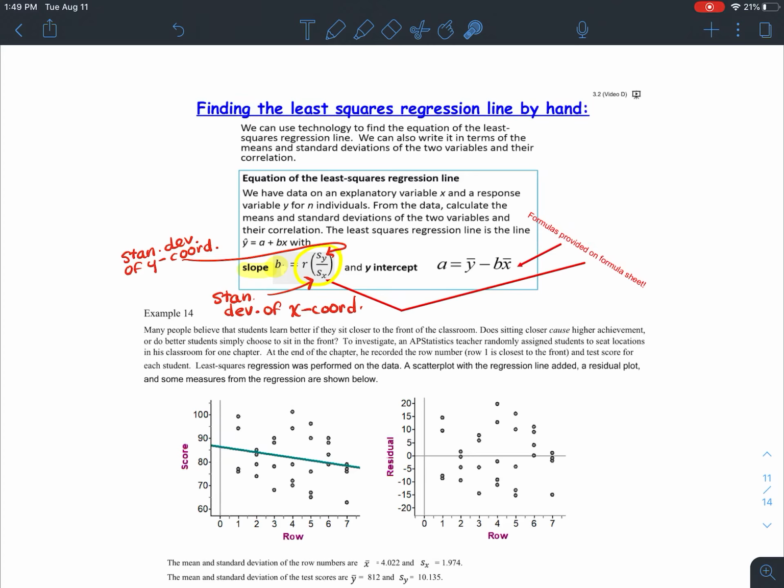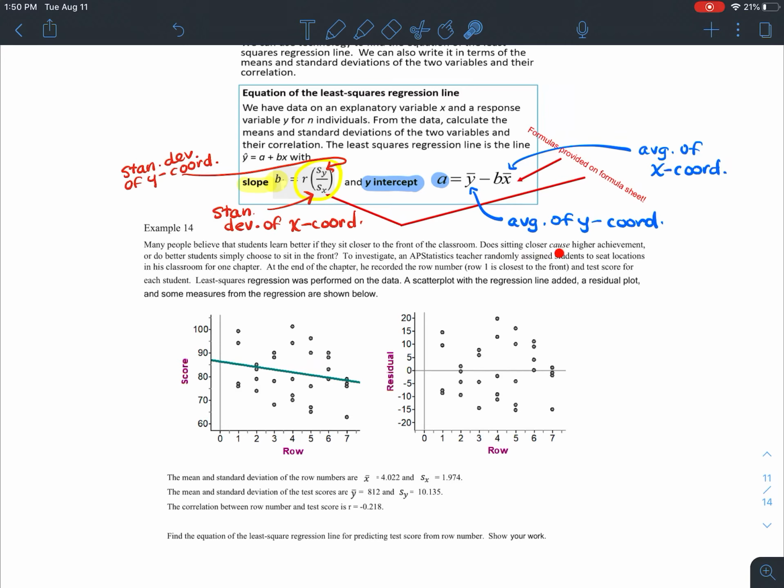Okay, so this is the formula that calculates the slope of your regression line. Of course, we use a b for that. We know that we use the a for the y-intercept, okay? And the formula for the y-intercept, again, is on your formula sheet. So the key is understanding what the variables are representing in these formulas, okay? When you see a y with a bar on it, that means the average of the y coordinates. And of course, we know x bar is the average or mean of the x coordinates, okay?